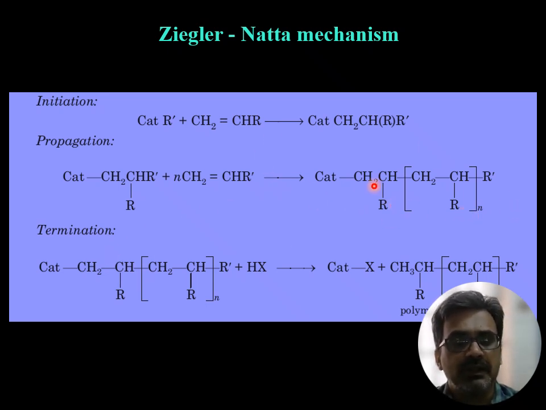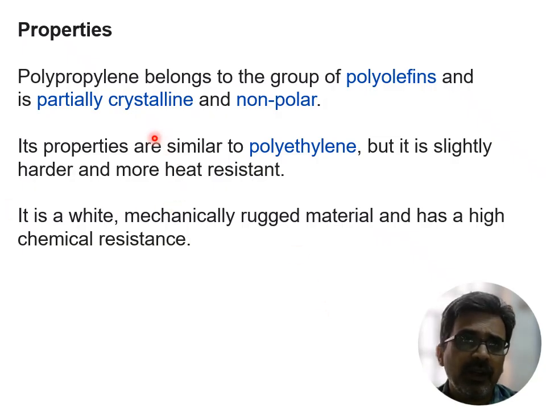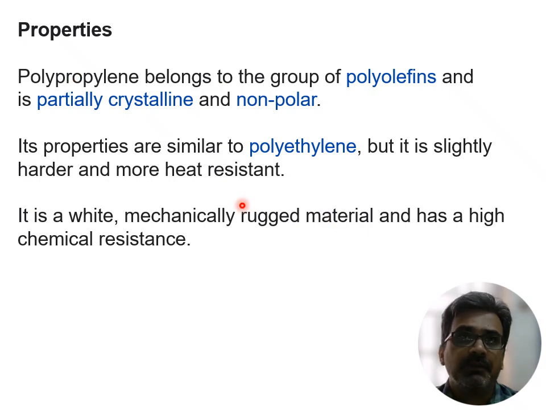And when two of these radicals mix, or upon action of hydrohalides or the like, we get polymer along with recovery of the catalyst. So polypropylene belongs to a group of olefins, and it is partially crystalline and non-polar. It is similar to polyethylene, but it is harder and more heat resistant.